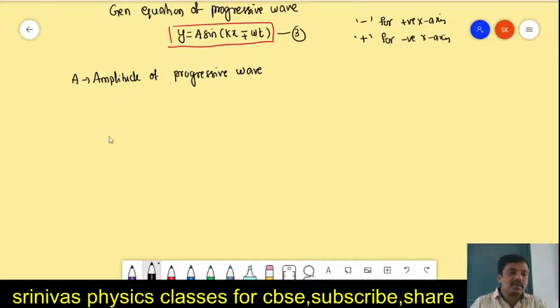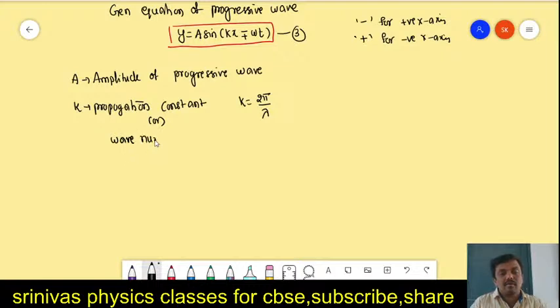What is amplitude actually? I will explain. And k is called the propagation constant. What is k? Propagation constant. And k has a formula, you remember, that is 2π by λ. This propagation constant is also said to be the wave number, the angular wave number we can say. And λ is the wavelength. In the exam they will ask you to find the wavelength or something by giving the equation.